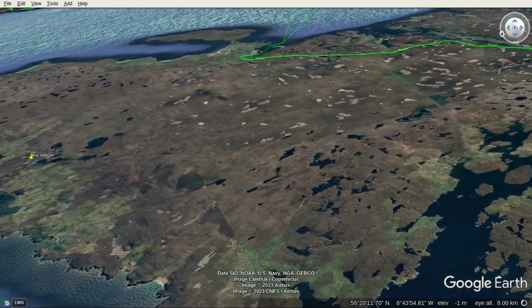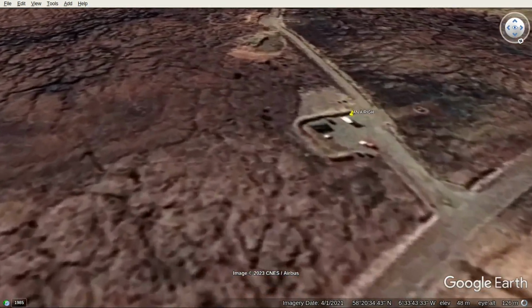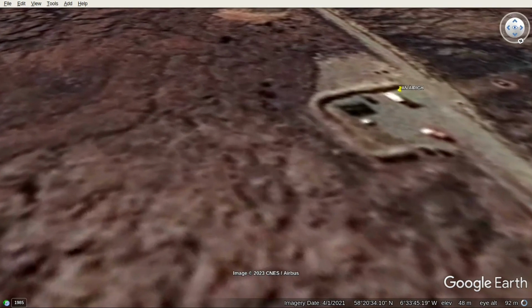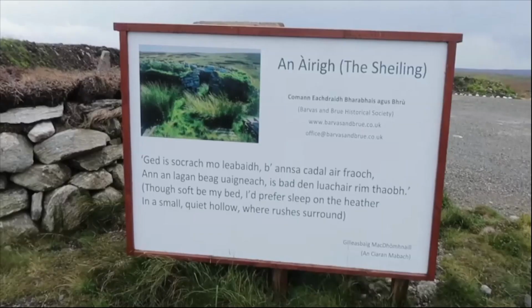Directly in front is the Callanish stone circle. And as we continue further north, we come to Airigh, which is Gaelic for shieling. This is the sign outside, an Airigh shieling. I'll read out the Gaelic for you, give you an idea of what the language sounds like.